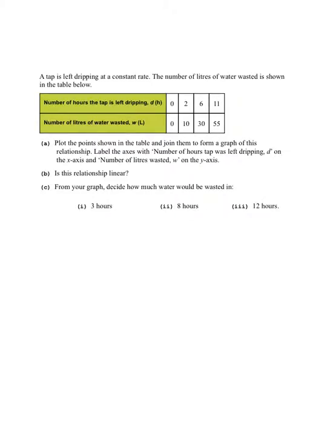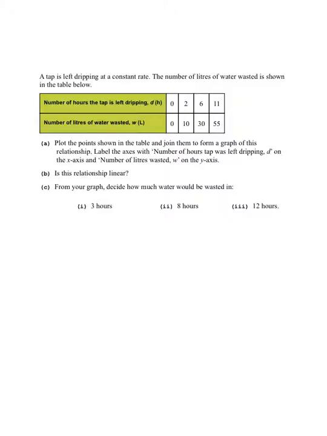Now this is something that you need to work out. They're going to give you this: a tap is left dripping at a constant rate. The number of liters of water wasted is shown in the table below. You've got the number of hours the tap is left dripping: 0, 2, 6, 11. The number of liters of water wasted: 0, 10, 30, 55. First thing that's very important, you need to work out what you do to this number to get this number.